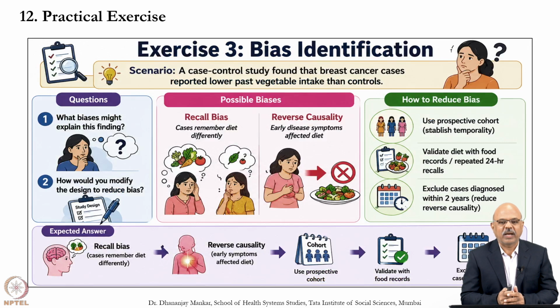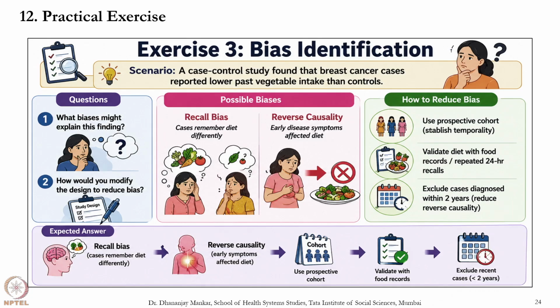Exercise 3, bias identification. I advise you to take these exercises, and whatever we have taken in the previous sections, you should try to apply and solve this as a question. In this exercise, a case control study found that breast cancer cases reported lower past vegetable intake than the controls. It's a very direct association. It's very important over here.